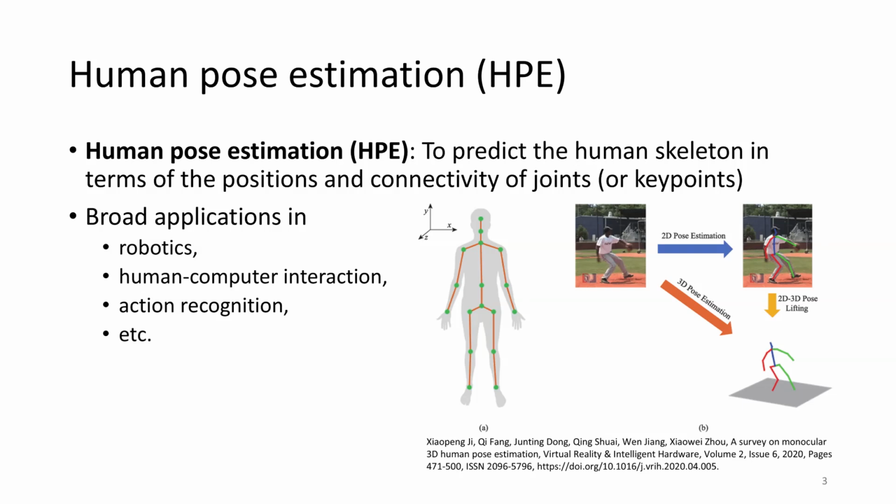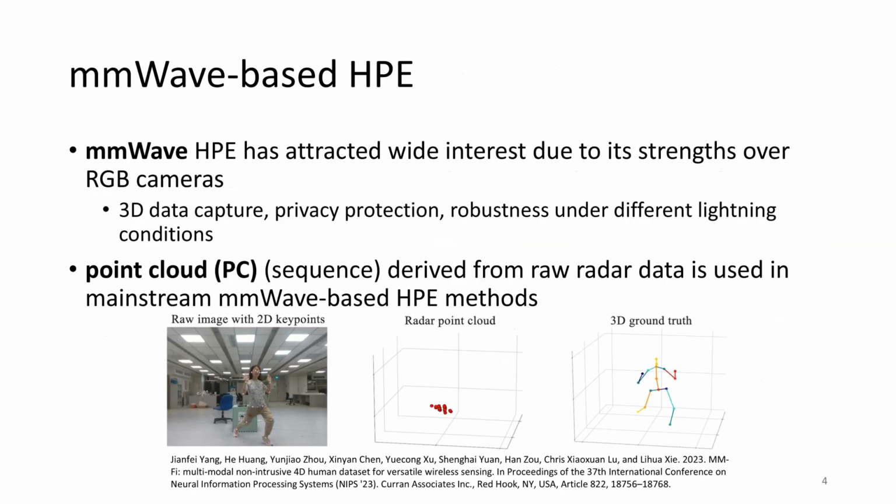Human pose estimation, or HPE, aims to predict the human skeleton, including the positions and connectivity of body joints or key points. It is a fundamental task with broad applications, such as robotics, human-computer interaction, action recognition, and many other human-centered sensing systems. Recently, mmWave radar has attracted increasing attention for HPE.